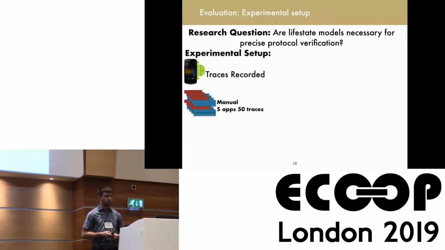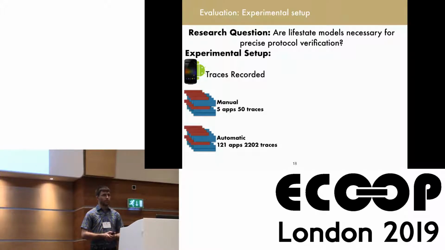generating 50 traces. Then we created a much larger set where we had 121 apps that were automatically driven with a tool that effectively just spams clicks and button presses and stuff on the screen. And with this one, we created over 2,000 traces.